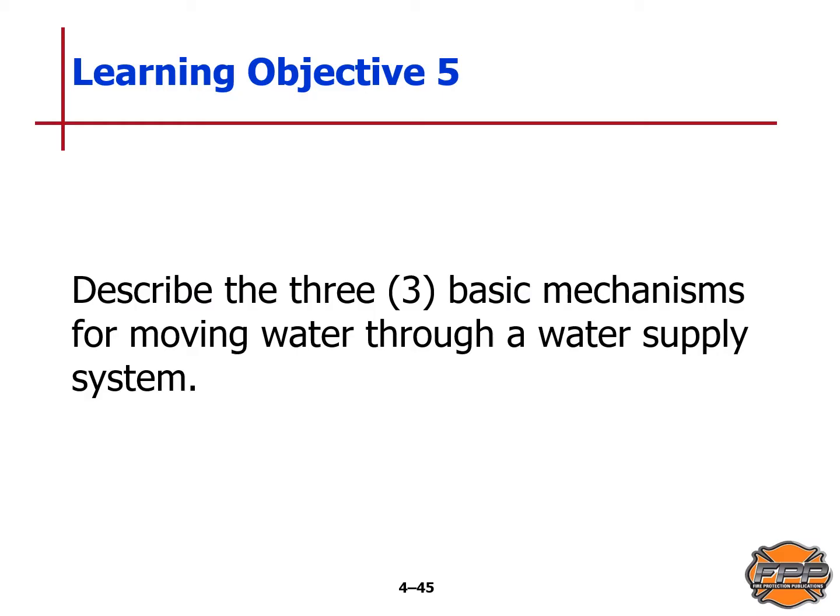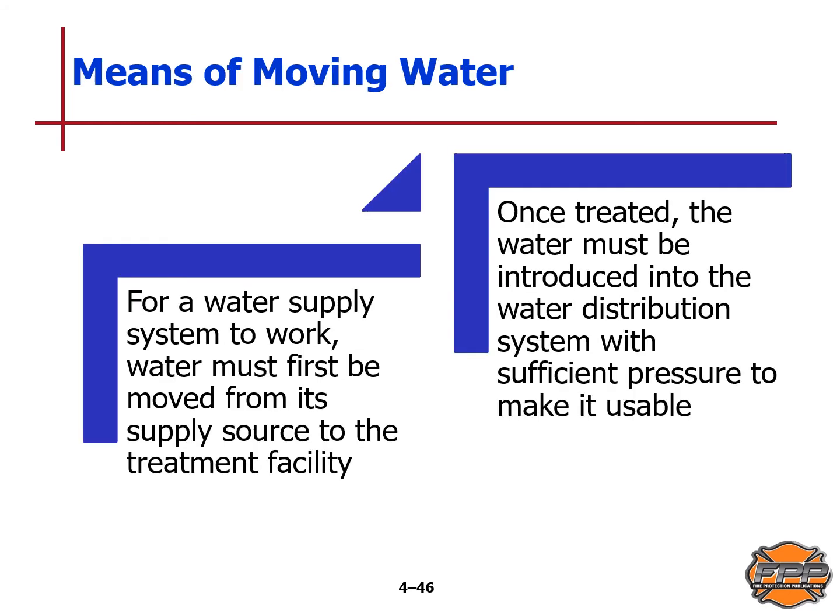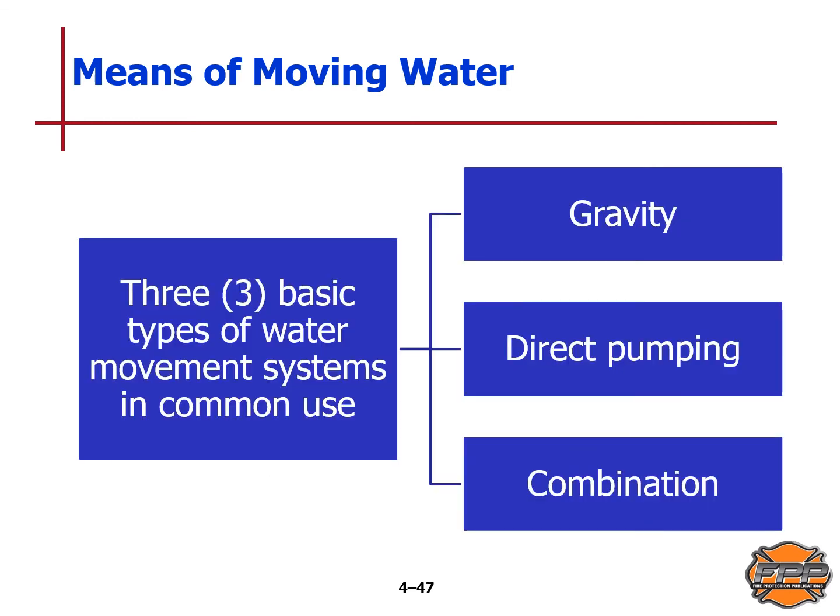In this learning objective, we will describe the 3 basic mechanisms for moving water through a water supply system. For a water supply system to work, water must be moved from its supply source to the treatment facility. Once treated, the water must be introduced into a water distribution system with sufficient pressure to make it usable. There are 3 basic types of water movement systems in common use. First is gravity system, the second is direct pumping, and the third is a combination of the 2.